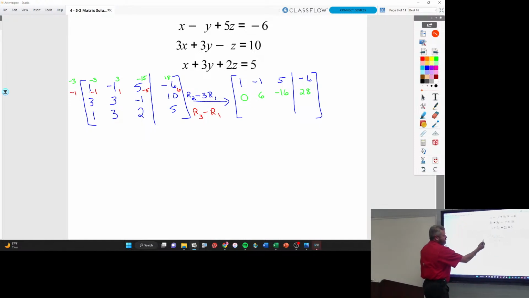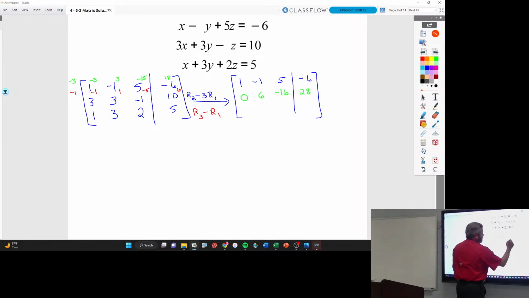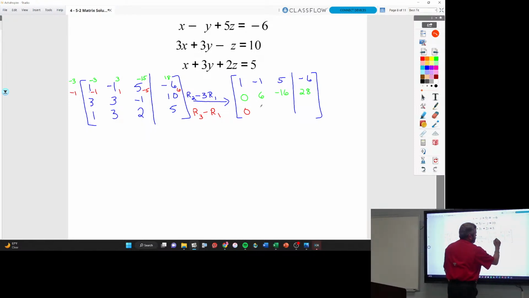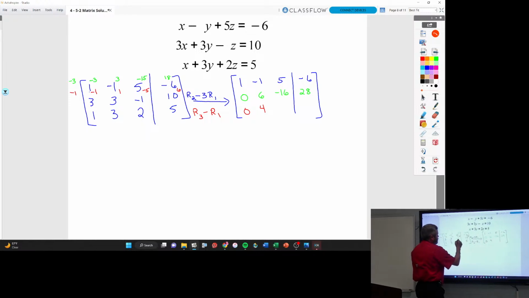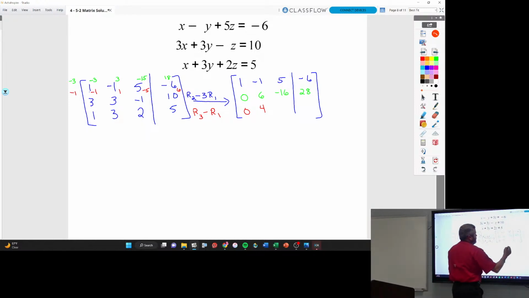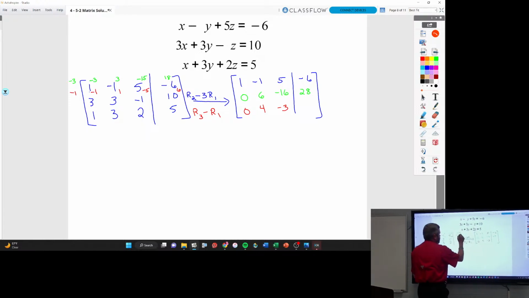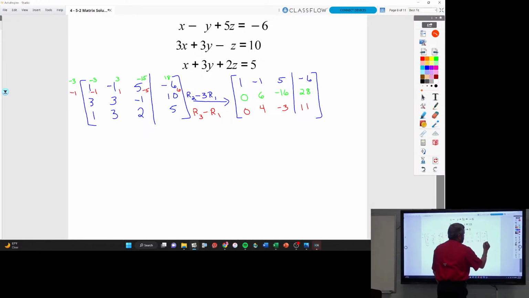So I'm going to take the row 3 that I see here, the 1, 3, 2, 5, and I'm going to combine it with what I wrote in red up here for row 1. So 1 and negative 1 give me 0. 3 and 1 give me 4. 2 and negative 5 give me negative 3. 5 and 6 give me 11.